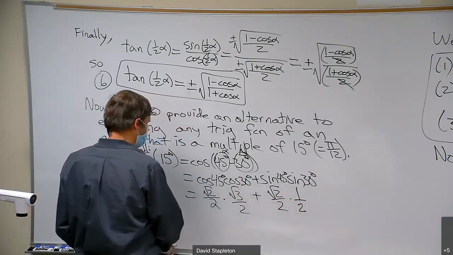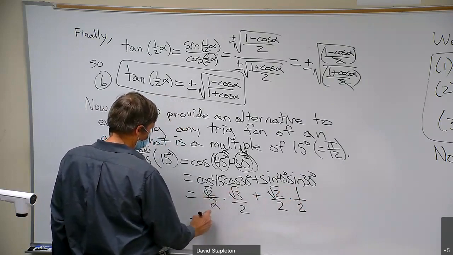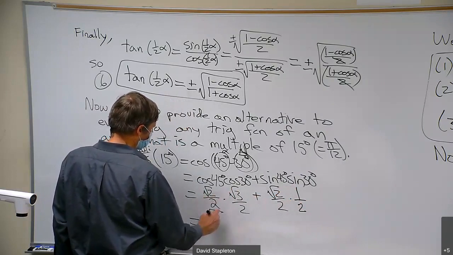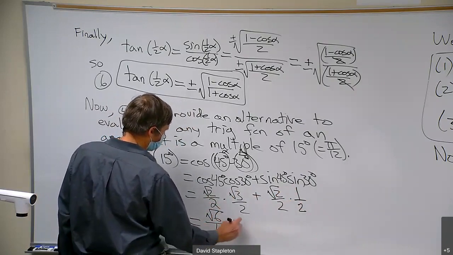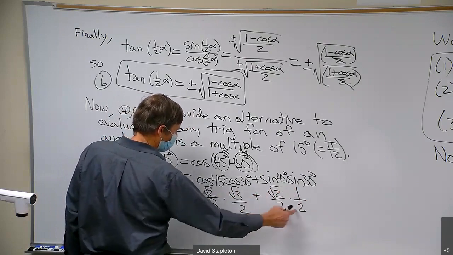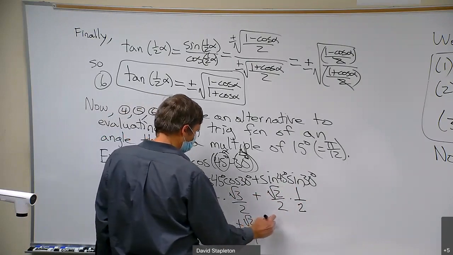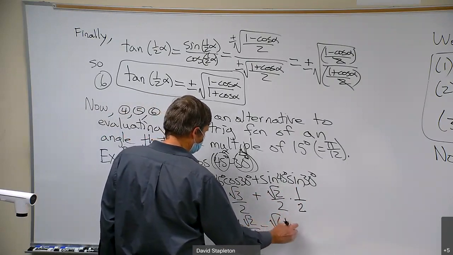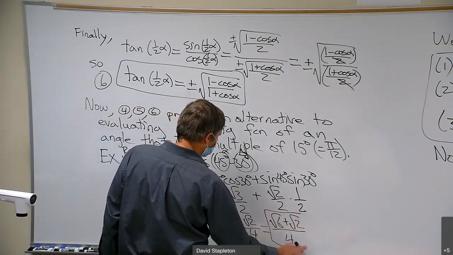I just had to add those numbers. Square root 2 times square root 3: the product of square roots is the square root of the product. Times 2 on the bottom gives me 4. Square root 2 times 1 over here, and 4 on the bottom here. So they have a common denominator, they add the numerators over the common denominator. There's what we got before.